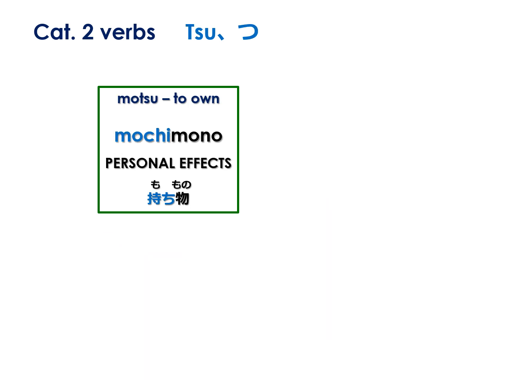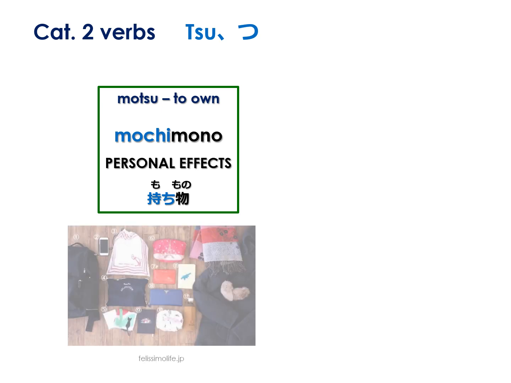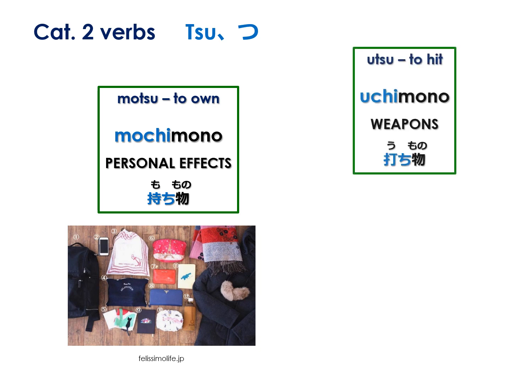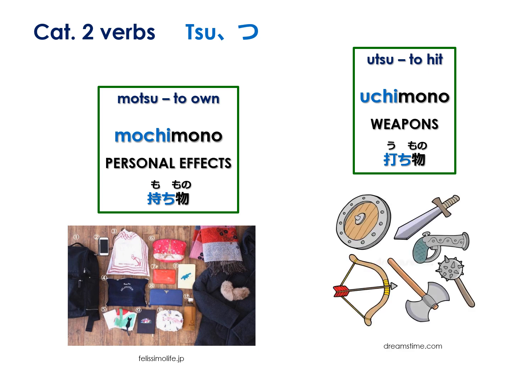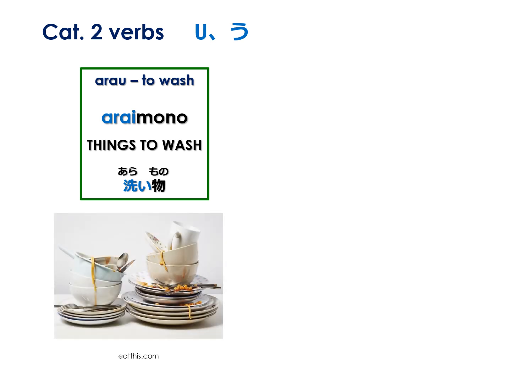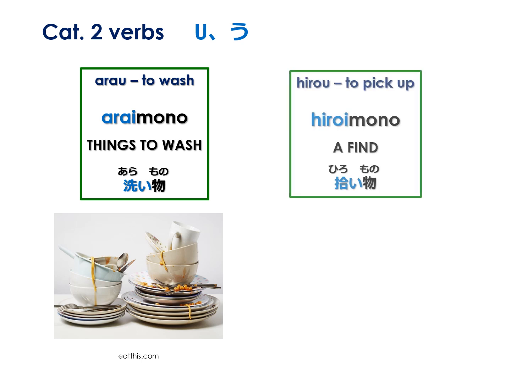Motsu means to own, and mochimono means personal effects. Here you see typical things a person would have in their carry-on luggage. Utsu means to hit, and uchimono means weapons. Arau means to wash, and araimono means things to wash, such as dirty plates or laundry.